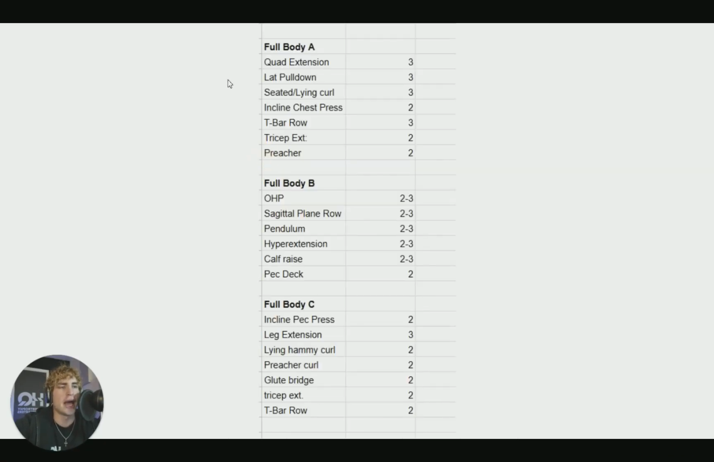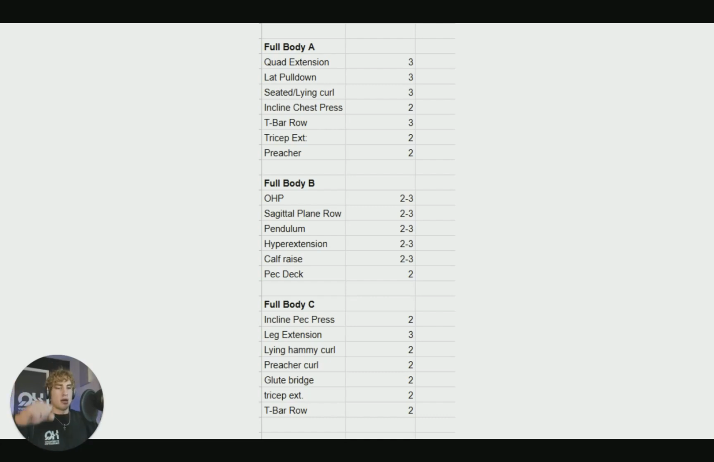Let's see what I did here. Okay, this is an example of a full body split I cooked up in literally 3 minutes. So let's see what we did here. So full body A, quad extension, working the quads. Lat pulldown, working the lats, seated or lying leg curl. Doesn't really matter what you do. Let's train the hamstrings.